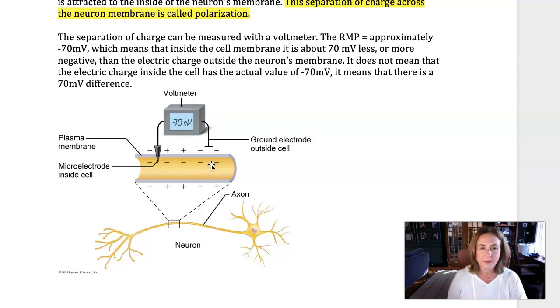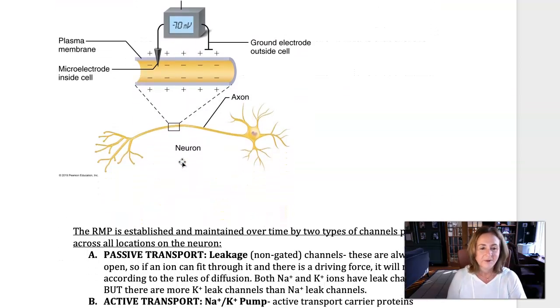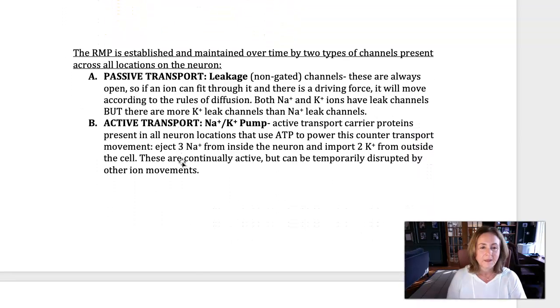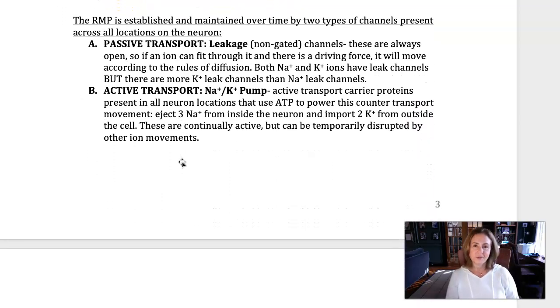All this is a comparison. It just means that there's a 70 millivolt difference, and it's more negative 70 millivolts inside of the cell. So this resting membrane potential, you can imagine, unless you're using energy to maintain it, it will just dissipate, right? Because to have a difference over time, think of, say, like a heat in the house. To maintain a difference over time, you have to use energy.